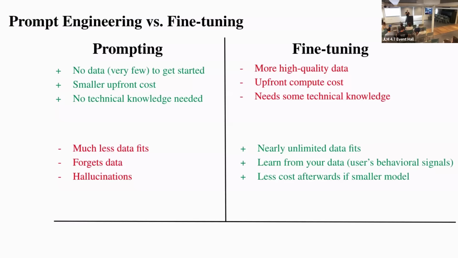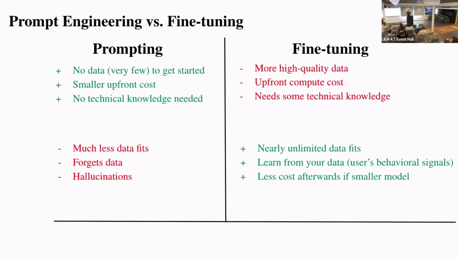And one of the biggest problems in LLMs, and it's especially popular in prompt engineering, is hallucinations. So LLMs tend to make up stories and write incorrect data that does not exist. On the other end, with fine-tuning, we have nearly unlimited data fits, so we can choose how many samples we want for the training, and we can learn from the data. So a cool use case, for example, is to learn from user behavioral signals. So we can have in our fine-tuning set data that we know is aligned with our users. So we create a model which better serves our users.